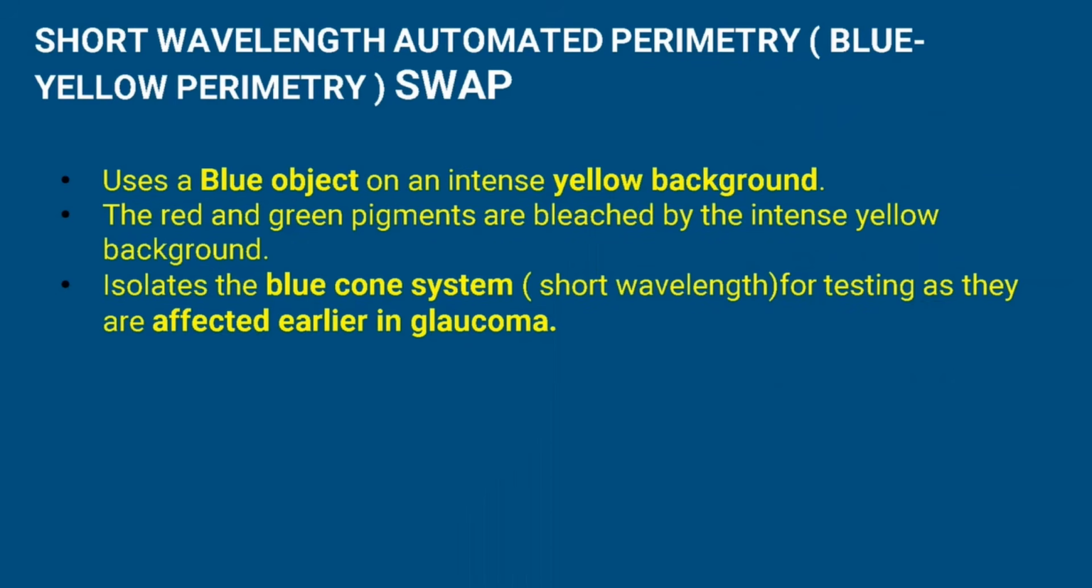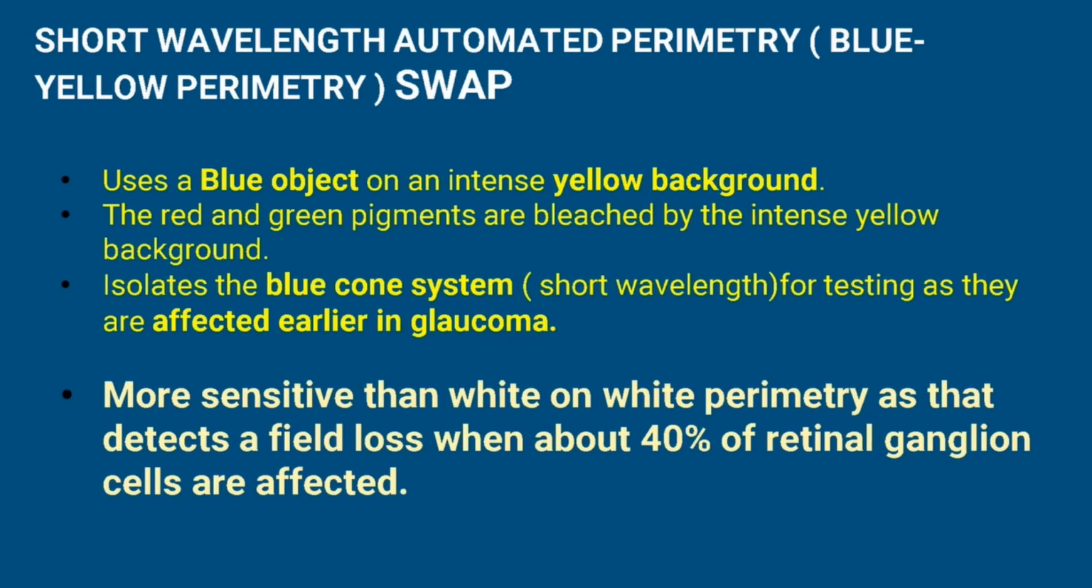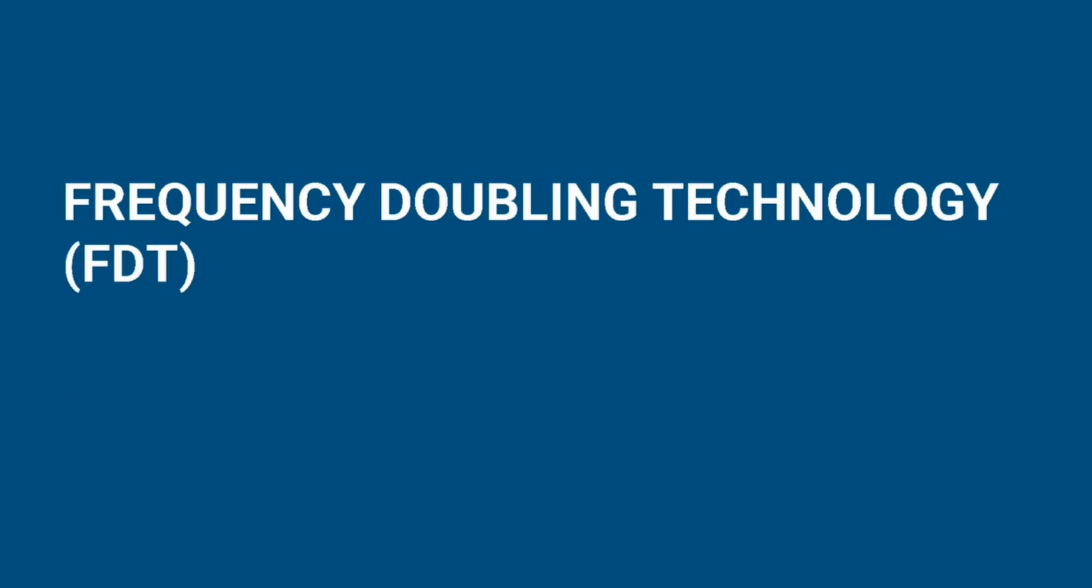In latest perimetries, we have the short wavelength automated perimetry, SWAP, also called the blue-yellow perimetry. Here we use a blue object on an intense yellow background. This causes bleaching of the red and the green pigments and isolates the blue cone system, which is affected much earlier in glaucoma. Therefore, this is a much more sensitive test than the standard white-to-white perimetry, as that detects a field loss when about 40% of the retinal ganglion cells are affected.